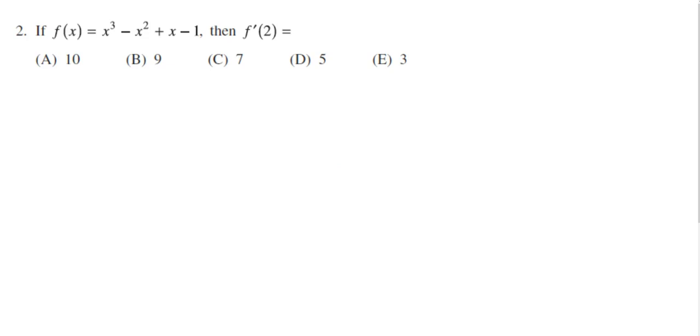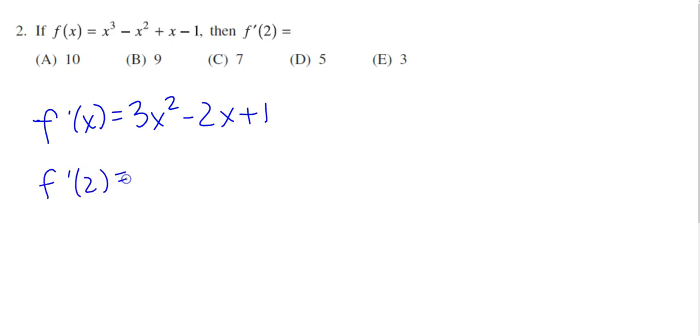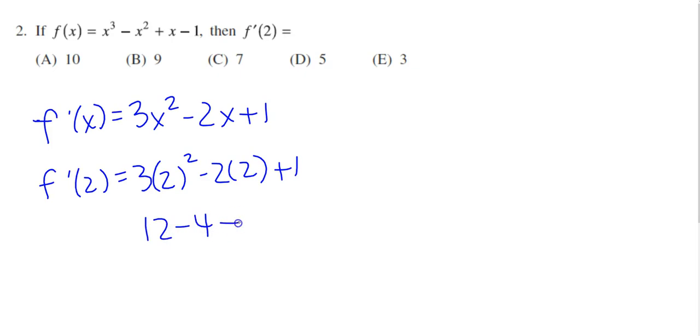Question 2. We've got f of x, and we want to find f prime of 2. So no special rules. f prime of x is 3x squared minus 2x plus 1. Plugging in 2 for x gives me 3 times 2 squared minus 2 times 2 plus 1. Make sure you do order of operations here, so 3 times 4, 12, minus 4, plus 1, so 9.